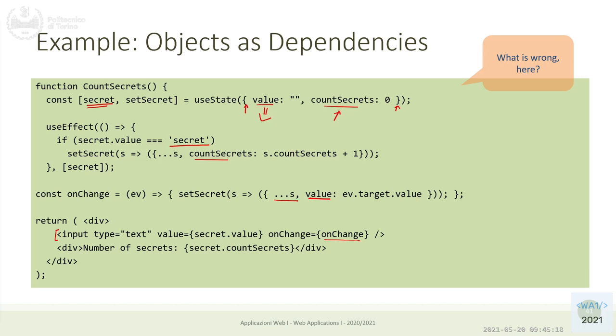Okay? Of course, since we are updating S, which is the secret state variable, we need to depend on this state variable, right? Because when we change the value, we need to run this effect. Are there any problems with this code?